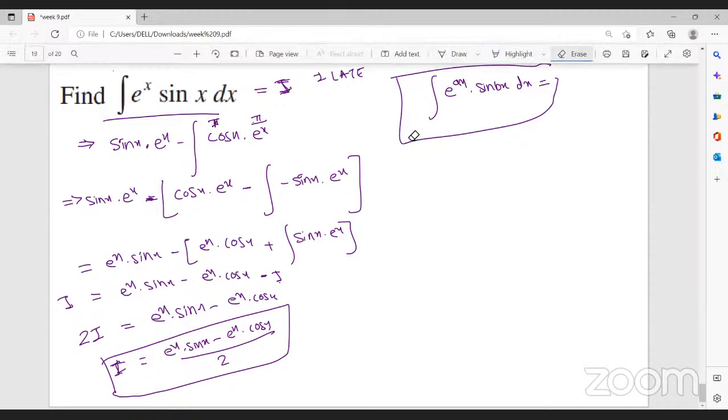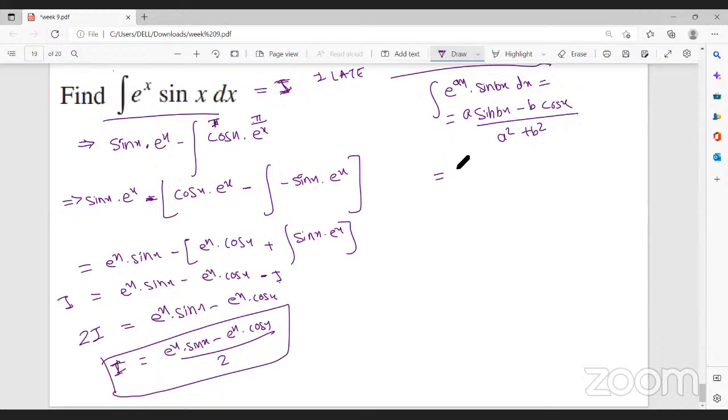So what will be the answer here? Here it will be a into sin of bx minus b cos of bx, and e to the power ax, and here a square plus b square, right? So this is the integral of this. Now just put a equals to 1 and b equals to 1 here. So what am I getting here?